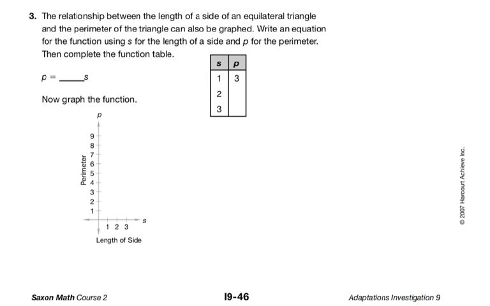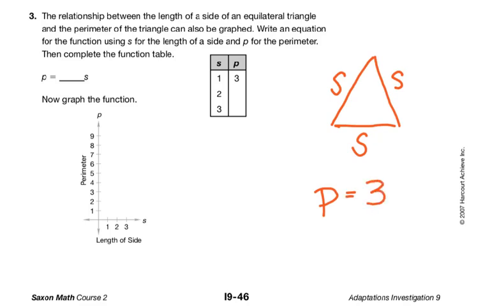Okay, so for number 3, they want us to do what we just did for a square and now do it for a triangle. And they want us to come up with a function, fill in the table, and then create a graph. So let's think about it. We have our triangle, and we know we have side, side, side. So our perimeter would equal 3 times s. So we can put 3 right in there.